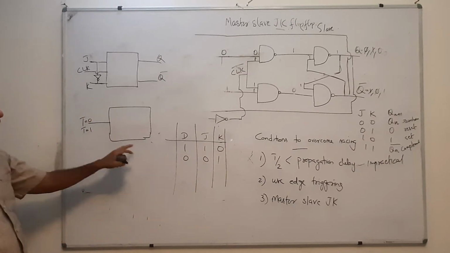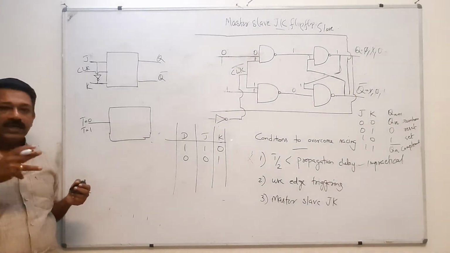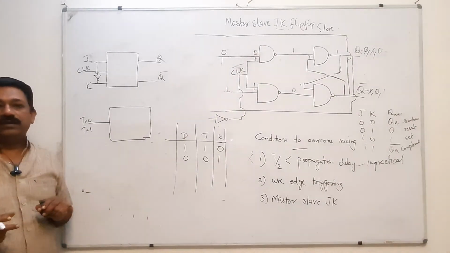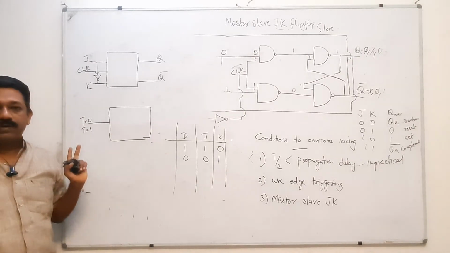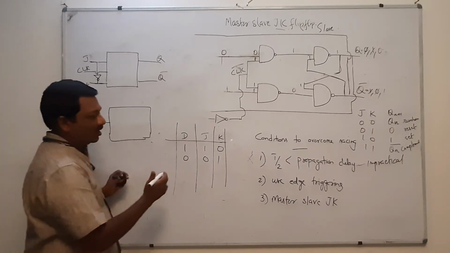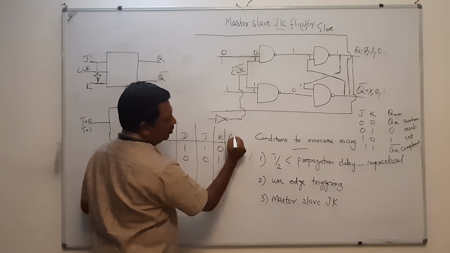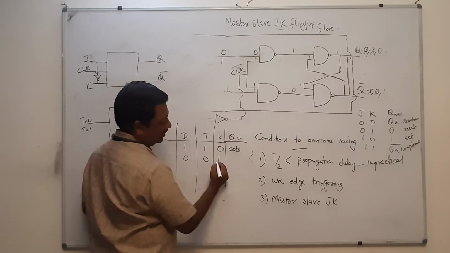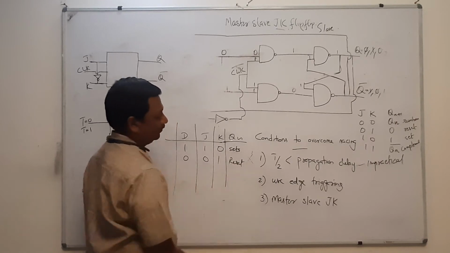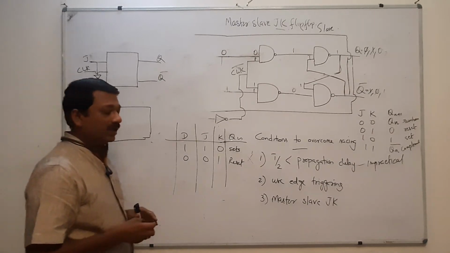That means for a D flip-flop, you give two inputs to J and K, and one is the complement of the other. So it is either 0, 1 or 1, 0. If it is 1, 0, then the value of Qn will be set, and if it is 0, 1, it will be reset. That means it either sets or resets. So that's all about the 3 different flip-flops.